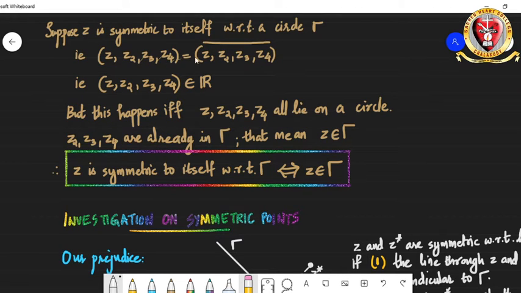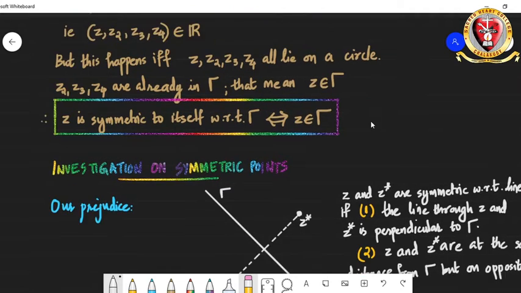So this happens only if this cross ratio is real, right? And that happens only if all of the 4 points are lying on the circle. We already know that Z2, Z3, Z4 are lying on the circle gamma. That means Z will also lie on gamma. So we get a good note from there that Z is symmetric to itself with respect to the circle gamma if and only if Z belongs to gamma.